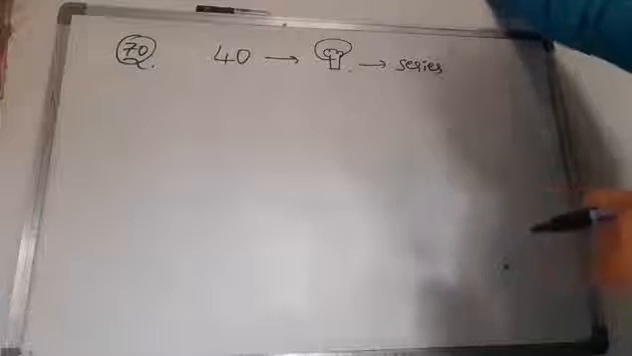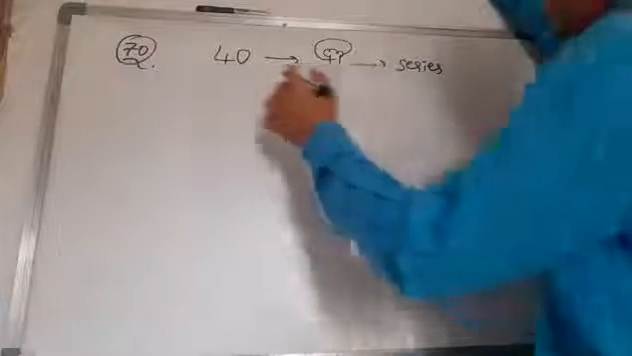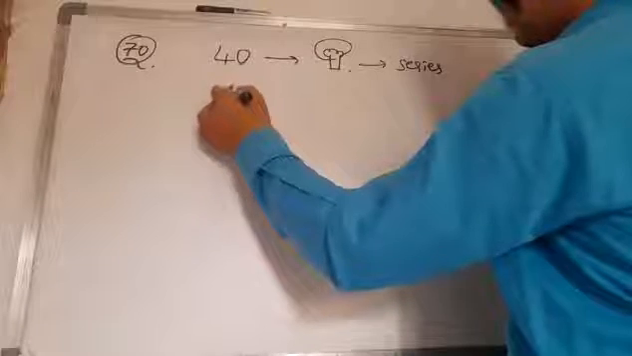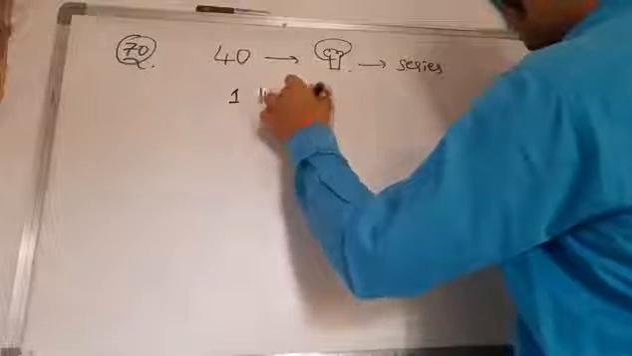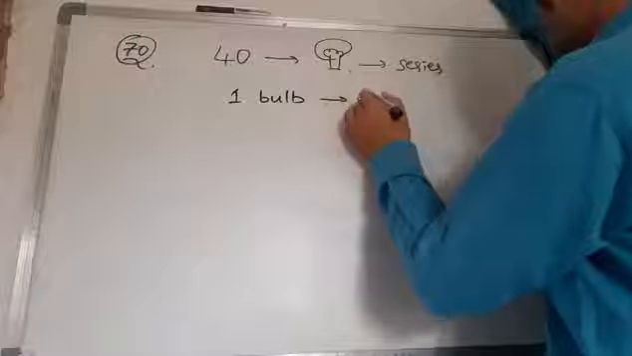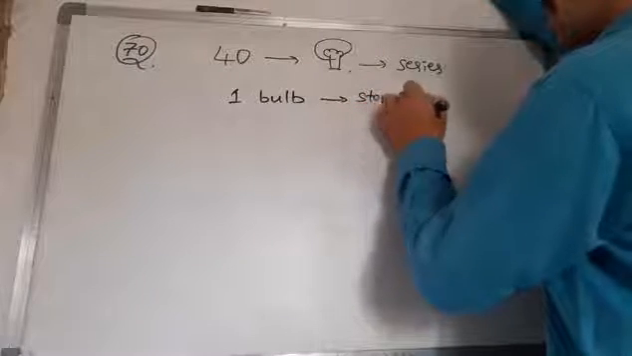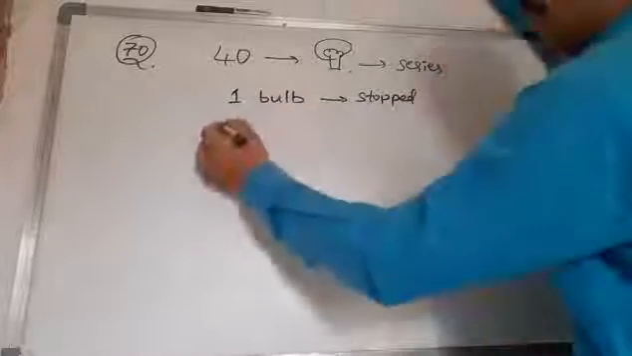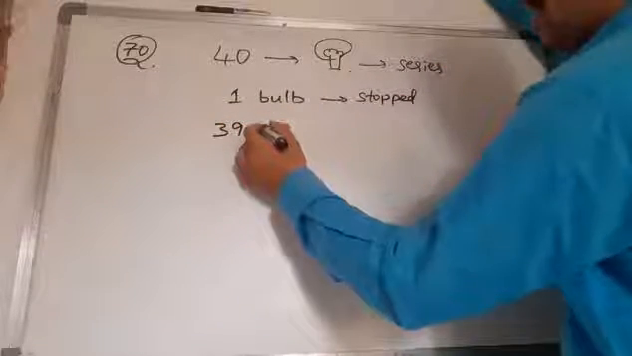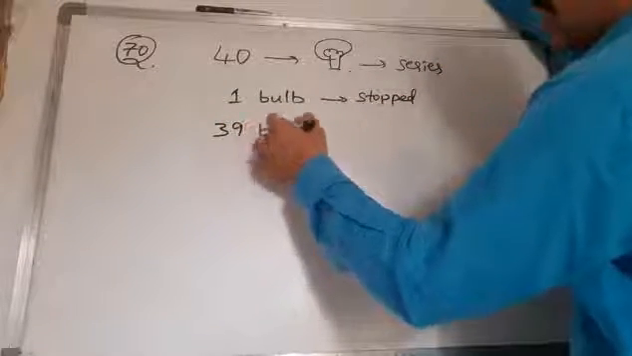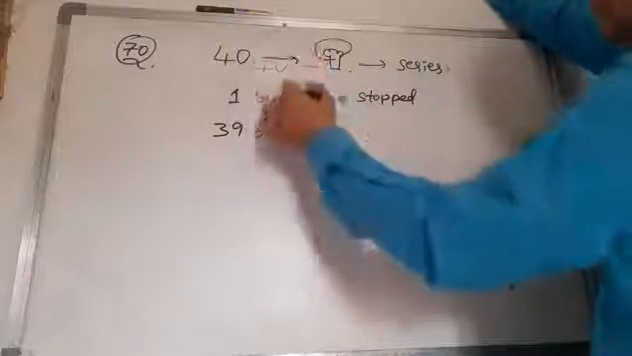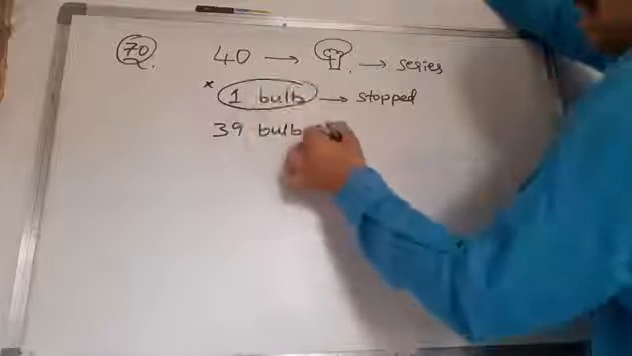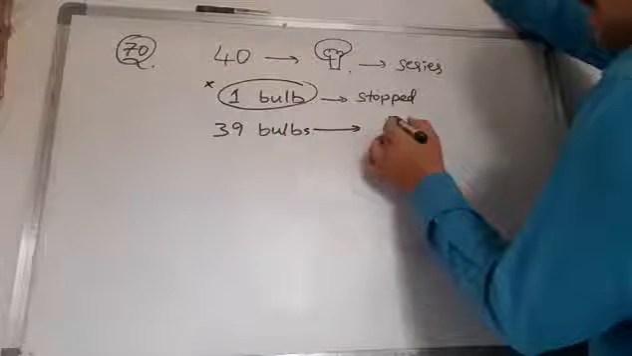Then what happened? One bulb fused out, one bulb stopped working. So when one bulb stopped working, what happened? The remaining bulbs also stopped working, right? So what did they do? They removed this one bulb, and the remaining 39 bulbs they connected in series.